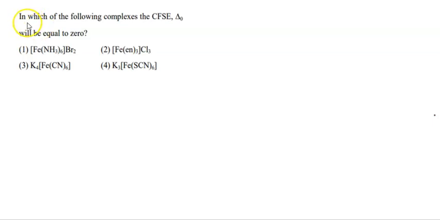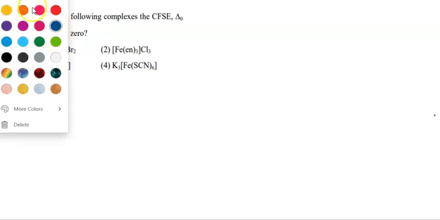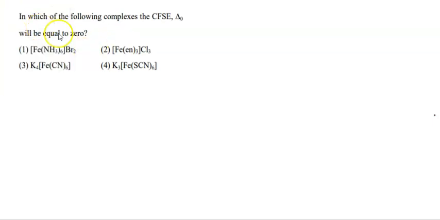So it is a question from January 22nd JEE Main Shift 1 morning: in which of the following complexes will the CFSE, delta O, be equal to 0? CFSE is nothing but crystal field stabilization energy. For example, I am going to take the complex K3[Fe(SCN)6]. I am going to verify the options starting from option 4.